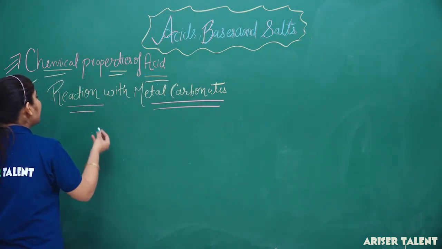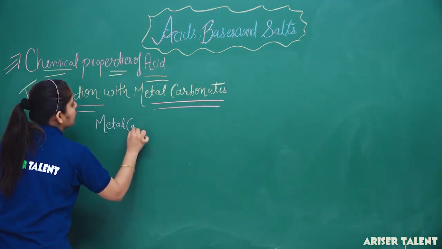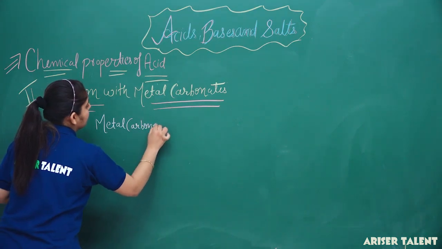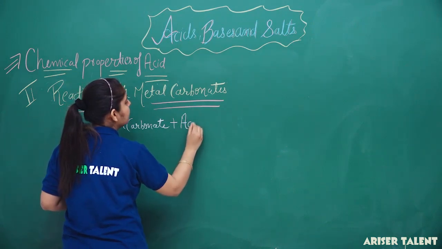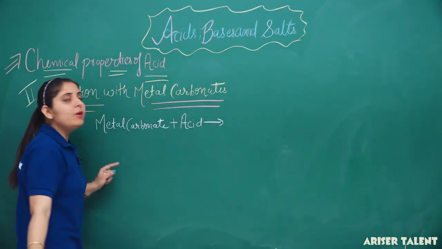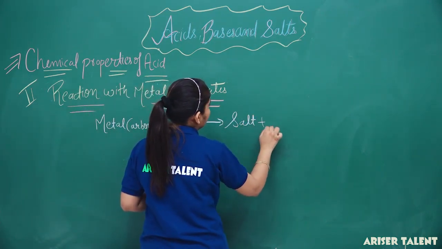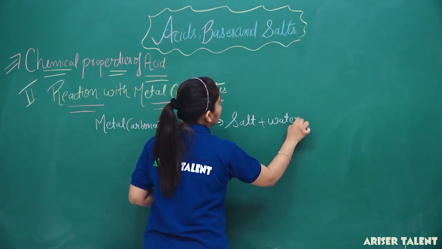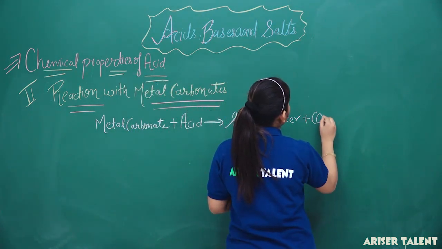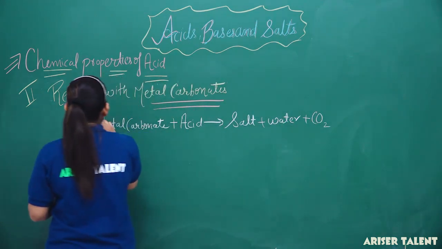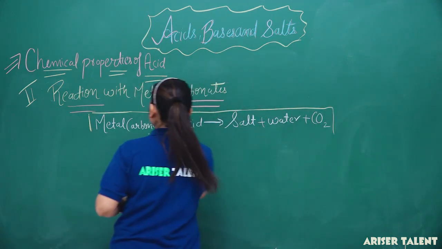So the general equation is, if I am considering metal carbonate and we react it with acid, any of the acids, what we will get in the product side, we will get salt plus water with the evolution of carbon dioxide gas, so with CO2 gas. So this will be the general equation representation of the reaction between acid and metal carbonates.